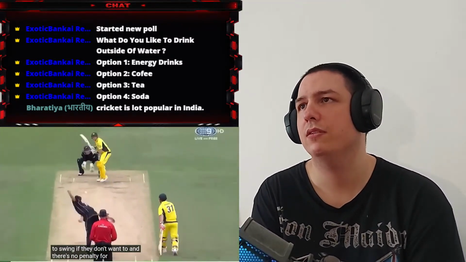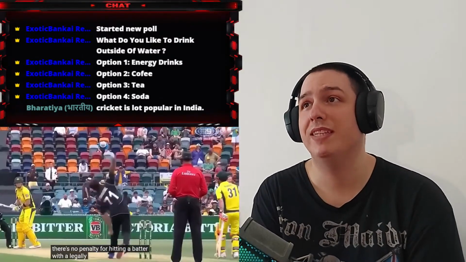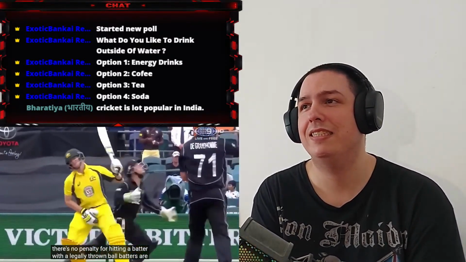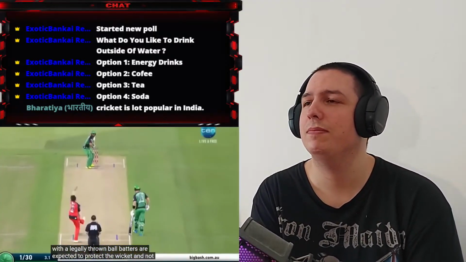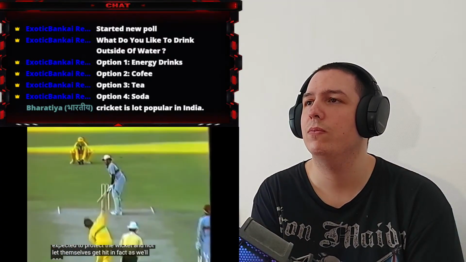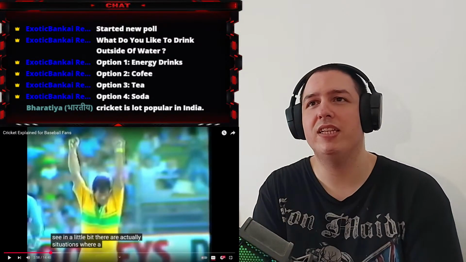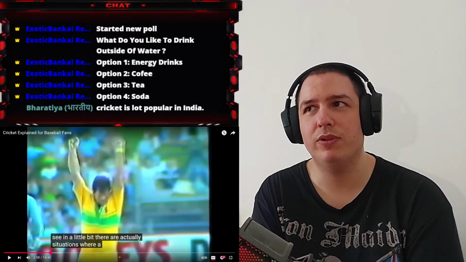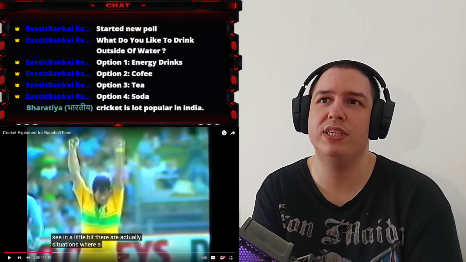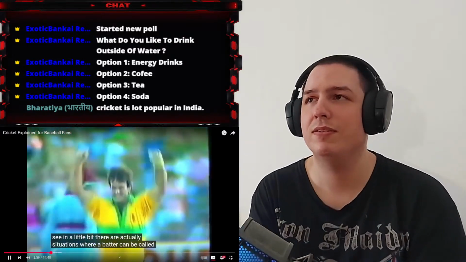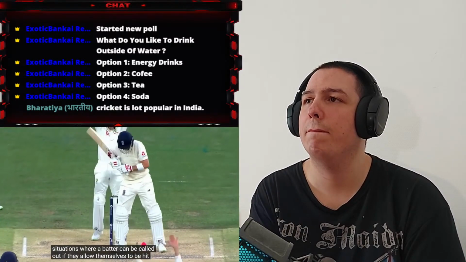And there's no penalty for hitting a batter with a legally thrown ball. Batters are expected to protect the wicket and not let themselves get hit. In fact, as we'll see in a little bit, there are actually situations where... I was gonna say, looking at it, you might as well just not even use the bat sometimes, you can just block it with your leg. A batter can be called out if they allow themselves to be hit with the ball.